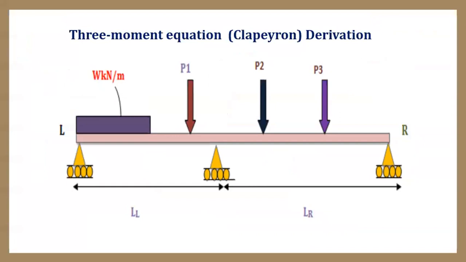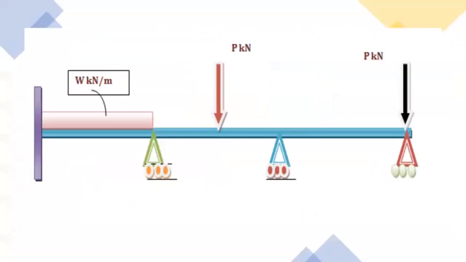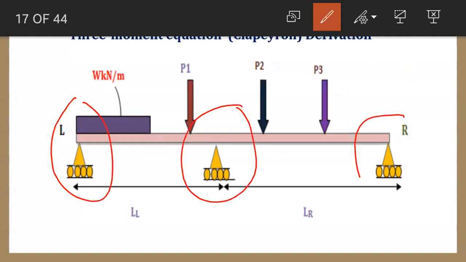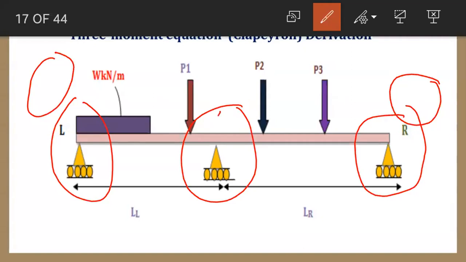This is a two span continuous beam subjected to some arbitrary loading. Here I will consider LL, the length of the left portion, and LR, the length of the right portion. Now, you see there are three simply supported conditions. From the basics, at simply supported ends the bending moment is zero. The bending moment is zero at the end points, but the bending moment at the middle point is not zero.